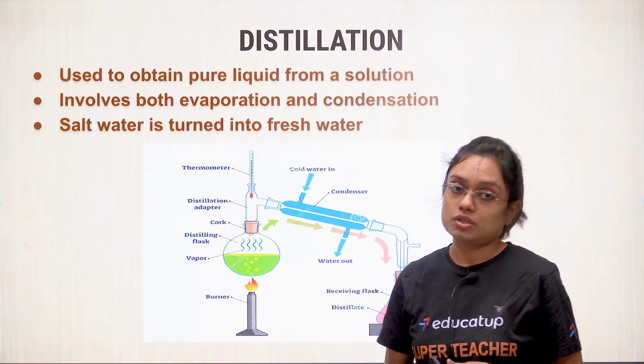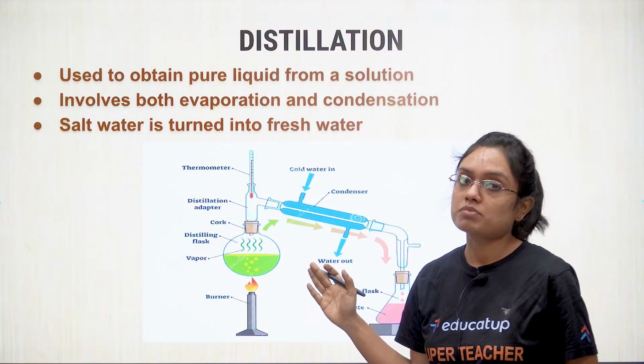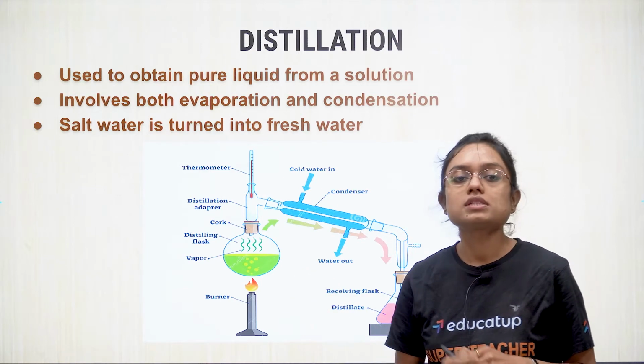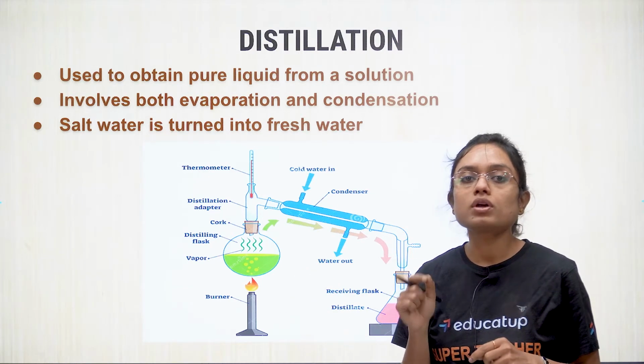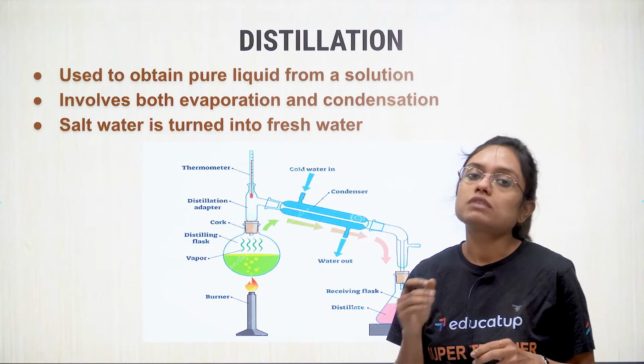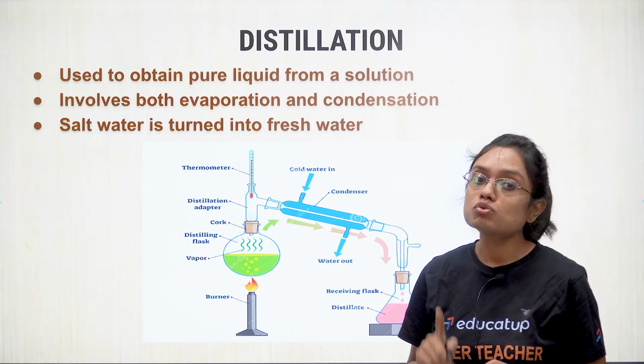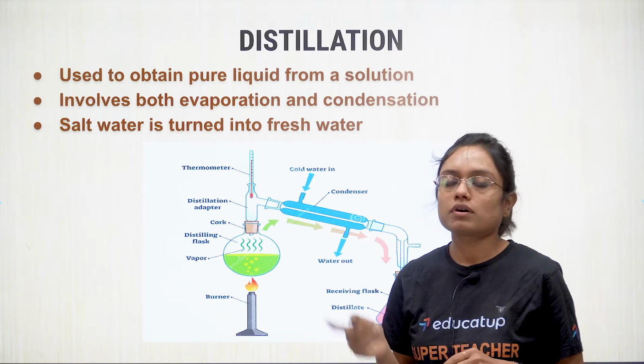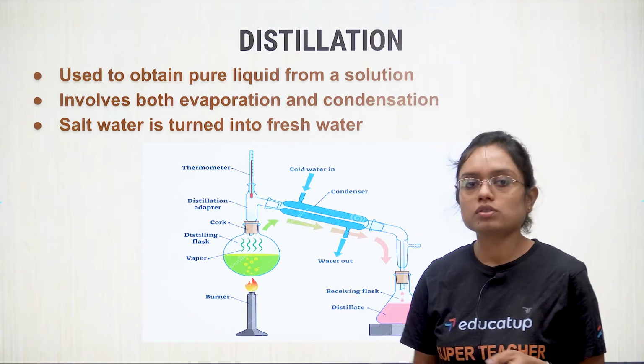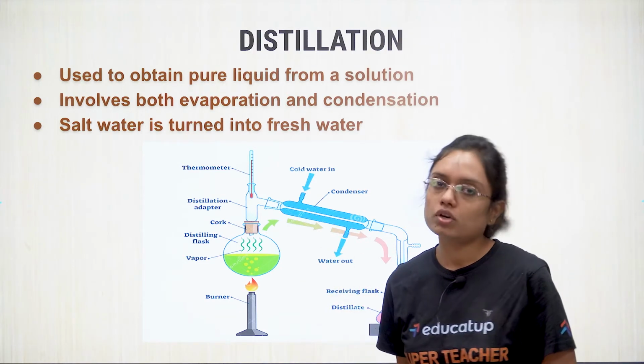Okay, distillation. This is the last method of separation, the 10th one. So distillation is used to obtain the pure liquid from a solution. It involves both evaporation and condensation, and it is used to turn salt water to fresh water.